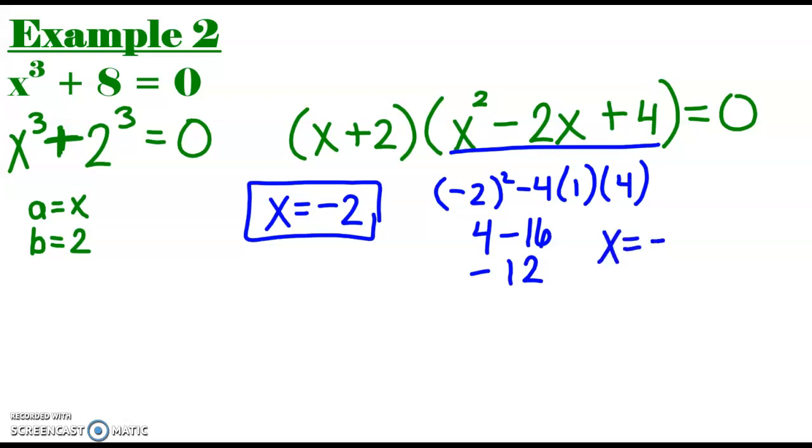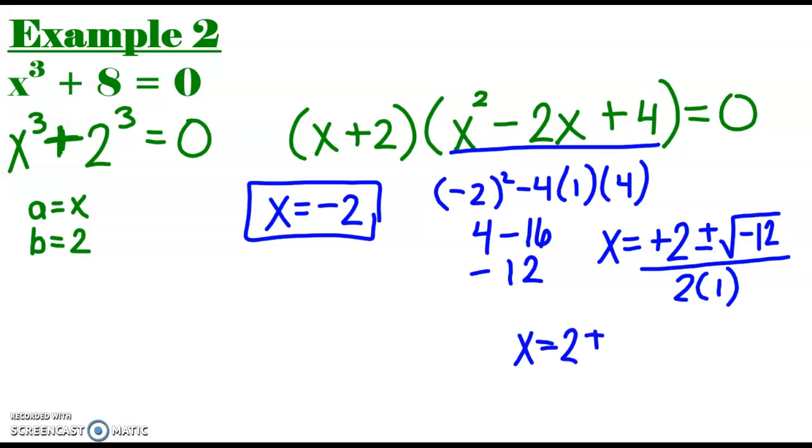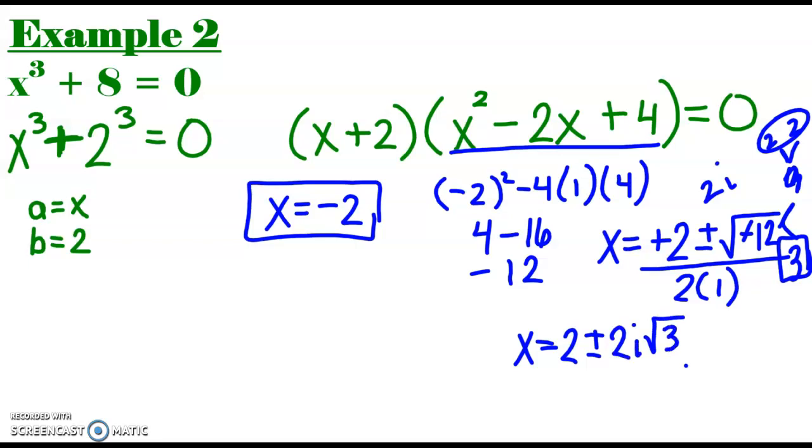So x equals negative b, negative 2, so we're at positive 2, plus or minus the square root of negative 12 over 2 times a is 1. So x equals 2 plus or minus, let's see, 12, I can go 4 and 3. 4 is 2 and 2. Couples go out, so I bring out a 2. 3 is trapped. And then the square root of the negative is i. So the square root of negative 12 simplified is 2i radical 3 over 2 times 1 is 2.